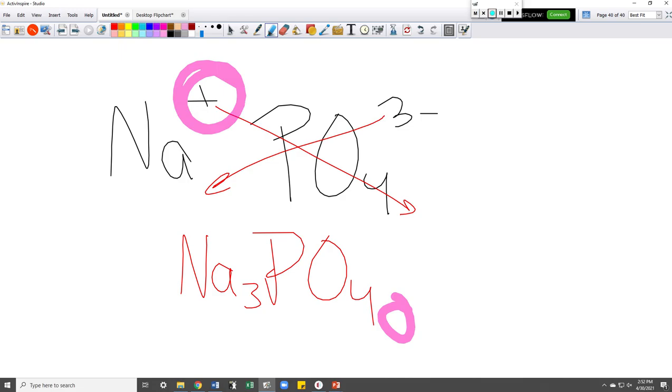So when it's on the line, do exactly what you did back in the front. Find out, is it a metal and a non-metal, or is it two non-metals?